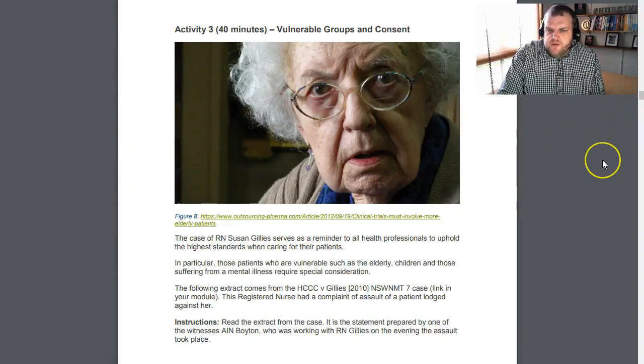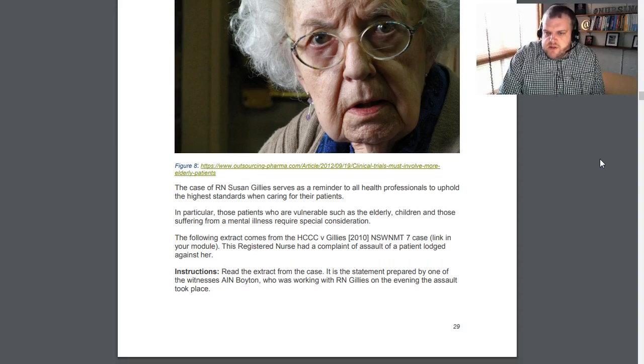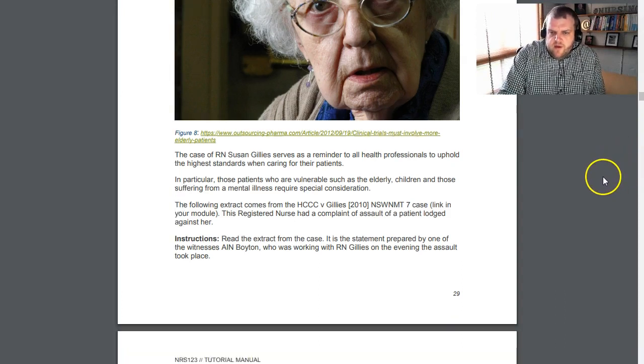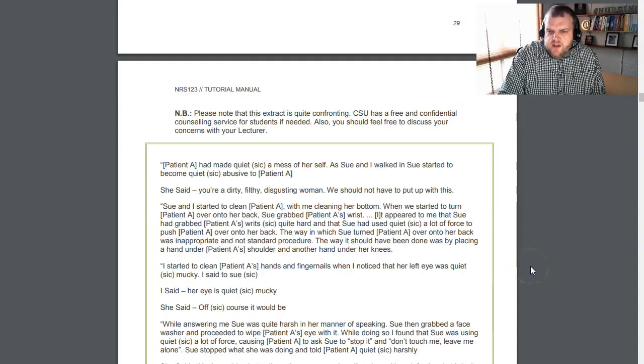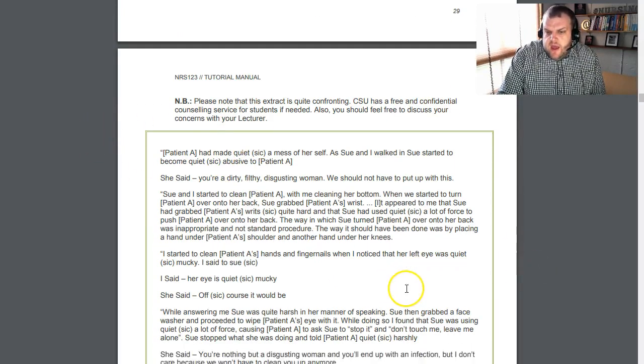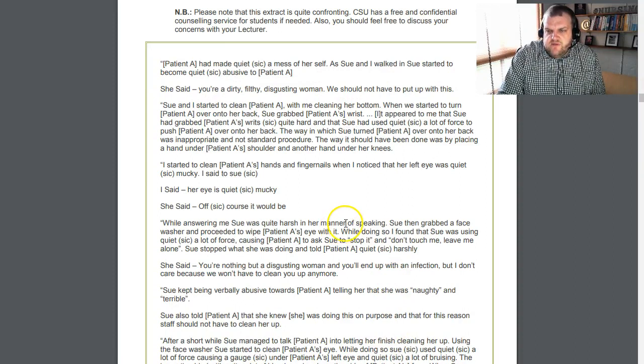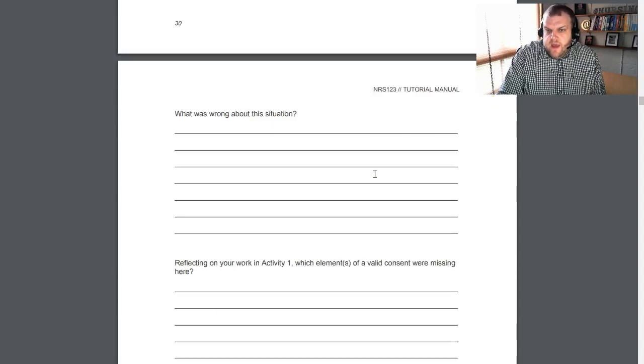Then there's vulnerable groups and consent. So it talks about an older person, in particular, Mrs. I've forgotten her name, I'm sorry, but the RN was Susan Gillies, and the AIN with this quote is from AIN Boyton, and it's a story about a patient, who I think is anonymous, but it's just very, very neglectful, very unpleasant care that wasn't, well, not care is not a good word, but really they assaulted her and the RN was quite unpleasant towards her.